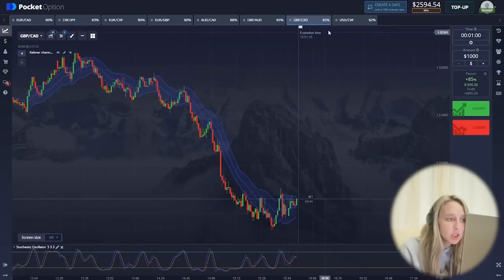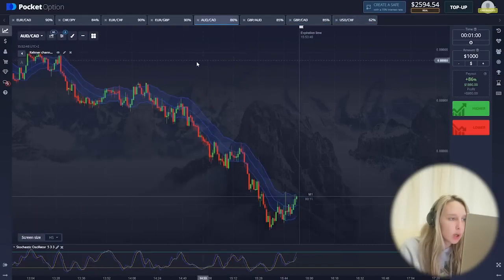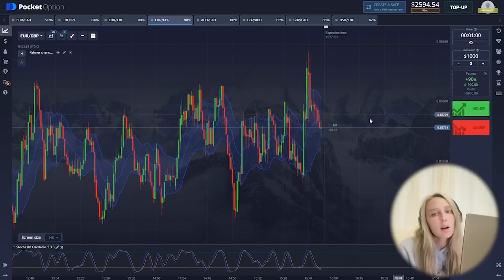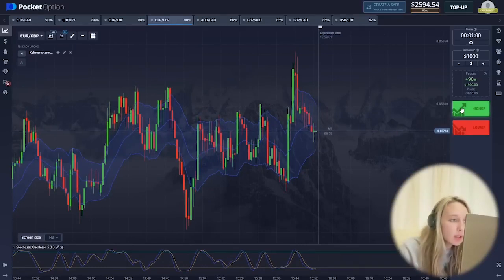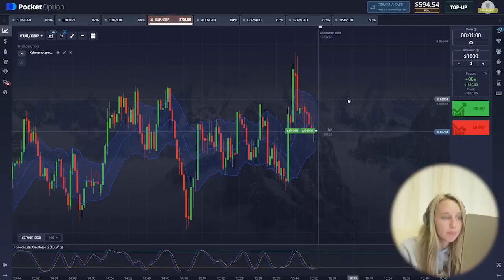So let's change the currency pair. So let's continue our analysis. I think that there should be a very good entry into the trade here after the end of the candles. Let's observe it. So let's open two deals to buy.